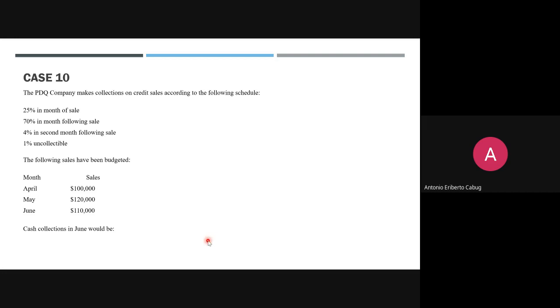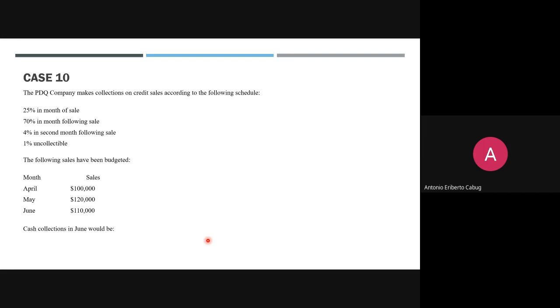Okay, 30 seconds more. This is easier, huh? So we have here the PDQ company makes collections and credit sales according to the following schedule. So all of the sales here are on credit. No need to think about cash sales. 25% in the month of sale. 70% month following sale. 4% in the second month following sale. And forget about the 1% as it will not be collectible.